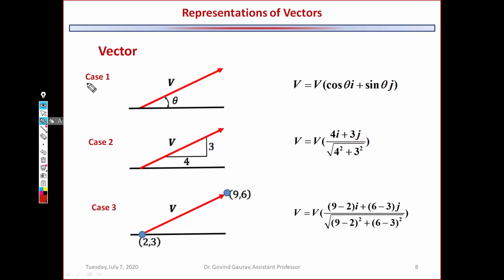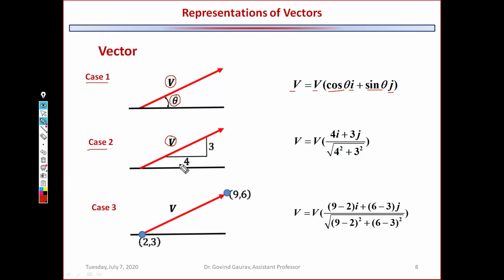Representations of the vectors. The vectors can be represented in the following ways. The first one is when we know the magnitude of the vector and the angle associated with any of the three axes. If we are working in a two-dimensional space, we require one angle. In this case, the vector can be represented by vector v, the magnitude, multiplied by cos theta times the unit basis in the x direction, plus sine theta multiplied by the unit basis in the y direction.